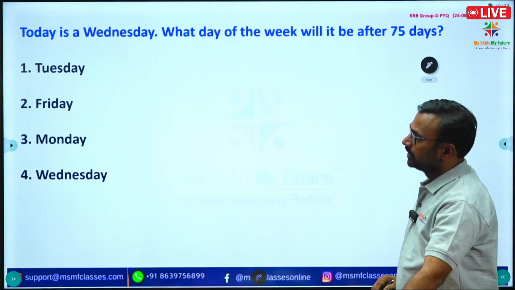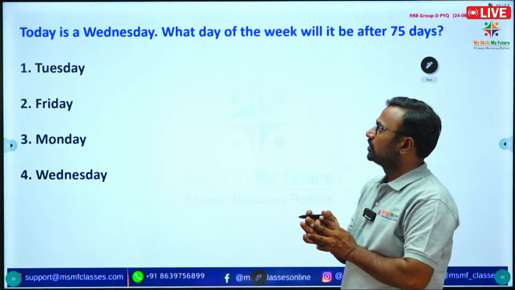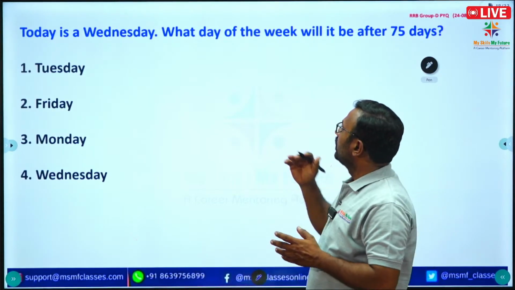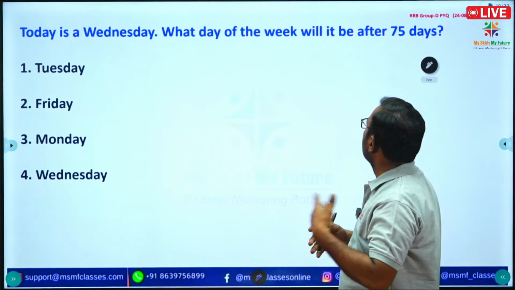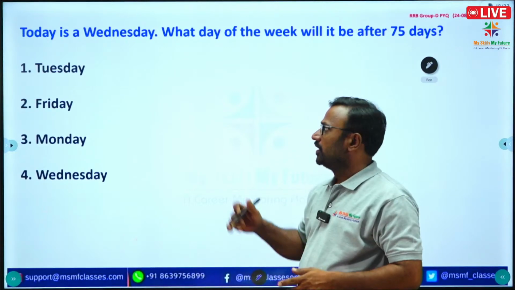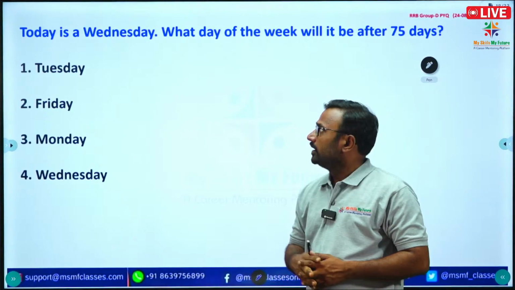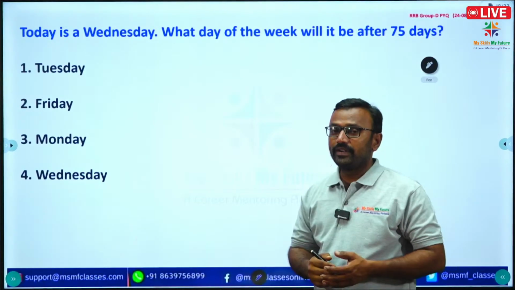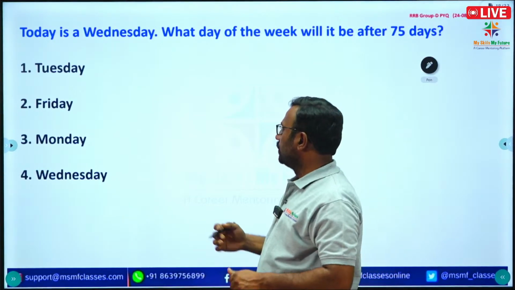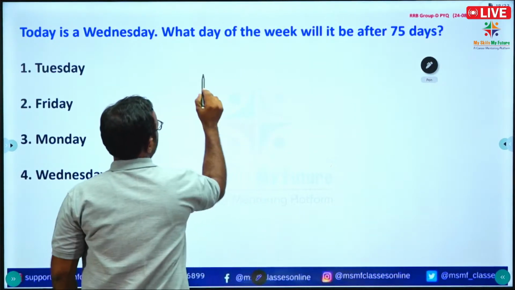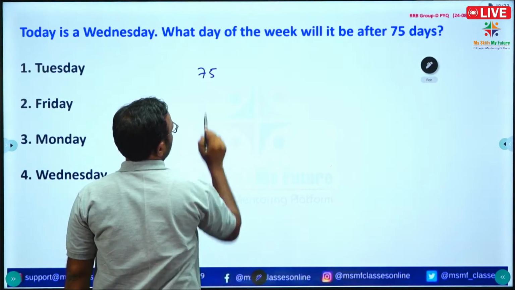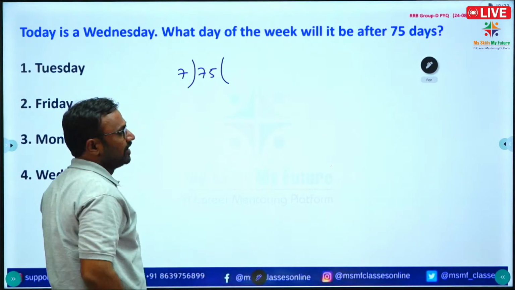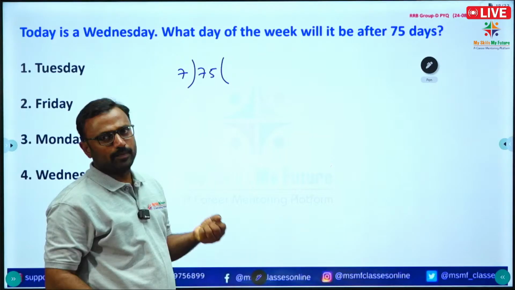See here a question. Today is Wednesday. What day of the week will it be after 75 days? Just divide the number of days, 75, by 7. Why? Because 7 days means a set of a week.